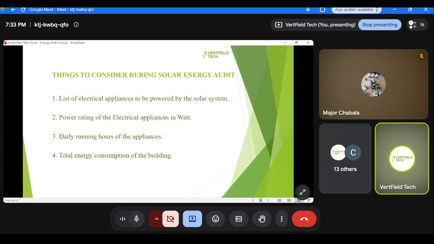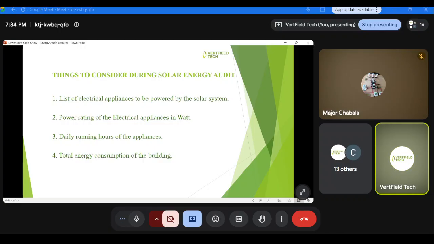Things to consider before solar energy audit. One, the list of electrical appliances to be powered by the solar system, the power rating of the electrical appliances in watts, the daily running hours of those appliances, and the total energy consumption of the building. Those are the things you need to consider when you want to run an energy audit. However, at this point you may just need to put them aside because it is not yet time to properly bring them into play. But we will definitely bring them into play, and then we will have a good knowledge of all of them.